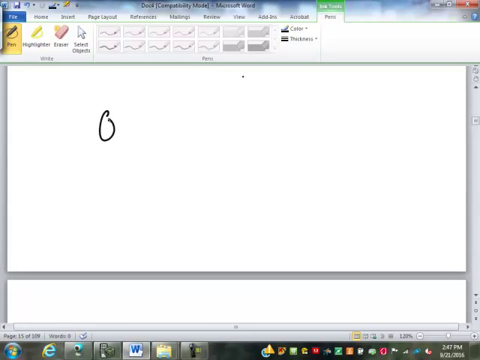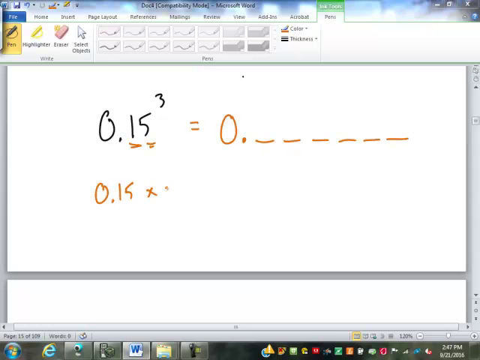So if I have 0.15 to the 3rd power, how many decimal places is that going to have in the answer? There's 2 decimal places in the problem, in the number. To the power of 3 means we're going to have 2 times 3 will give us 6, right? Because we're going to have those 2 decimal places 3 times if we multiplied that out.